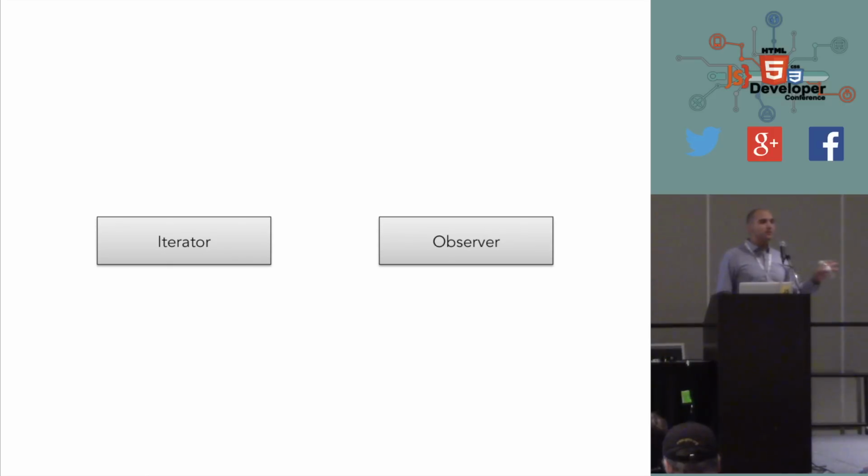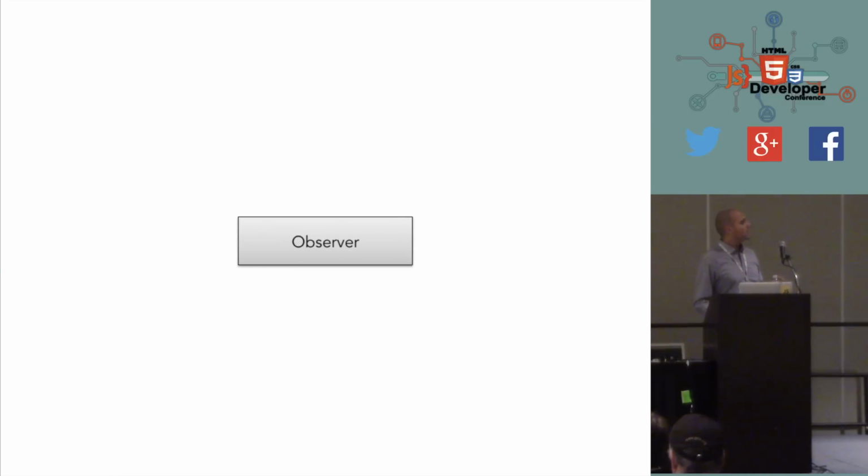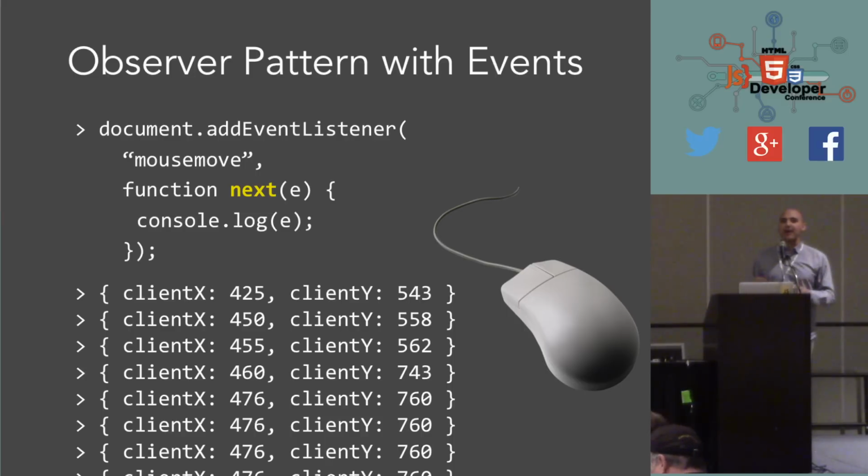So I told you earlier I was going to talk about two patterns, the iterator and the observer pattern. Now, let's focus on the observer pattern for a second. Most of us know the observer pattern in JavaScript as pub/sub. We are all used to using the observer pattern. In fact, we use it all the time. DOM events, right? As soon as I move my mouse and subscribe to this event, I'm going to get an event stream. Now, this is data that's being pushed at the consumer.